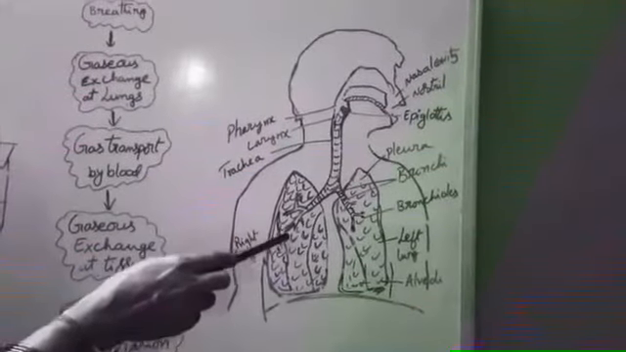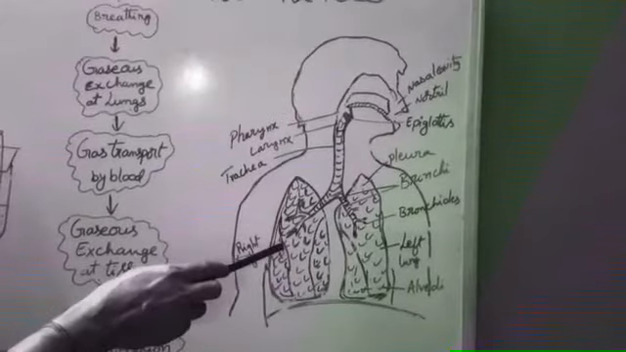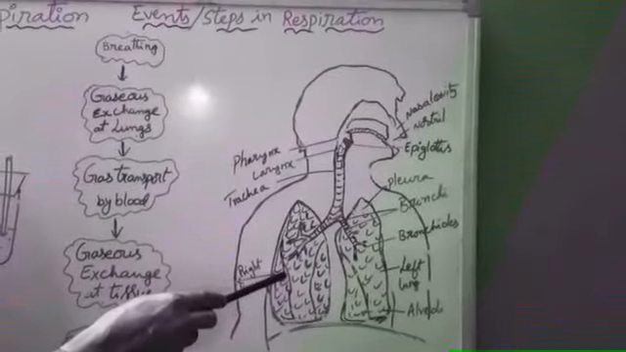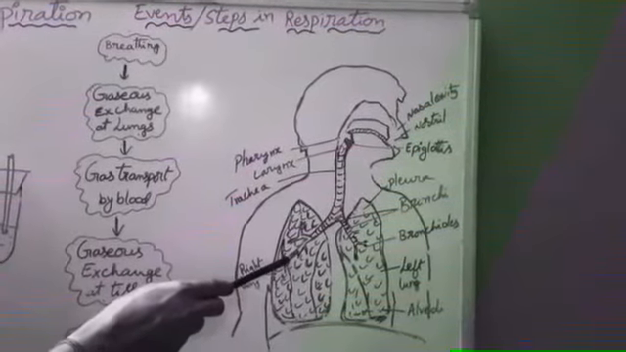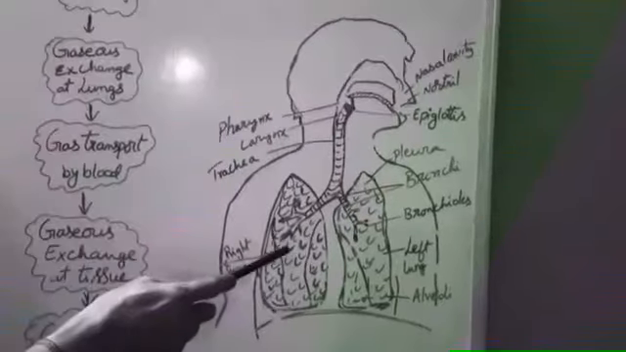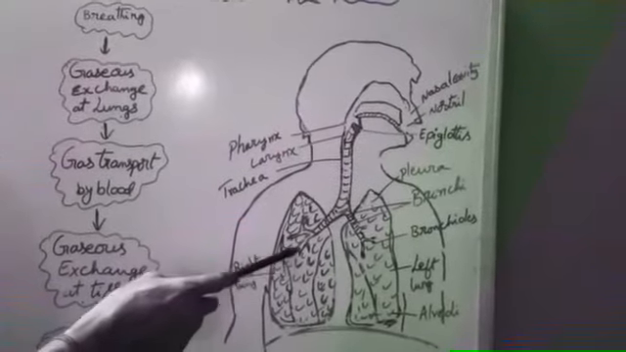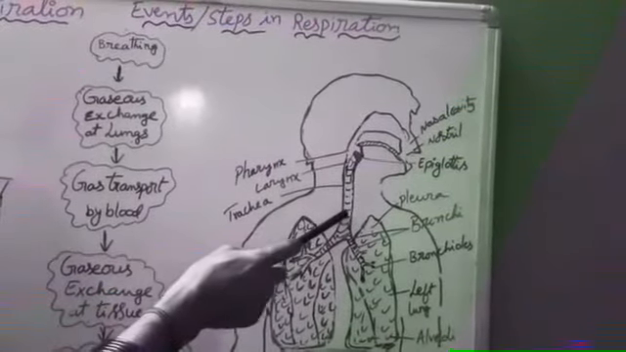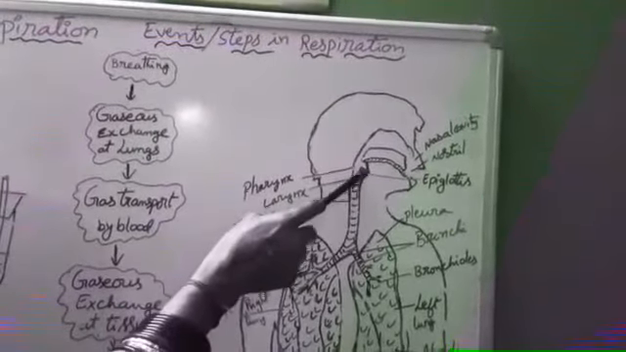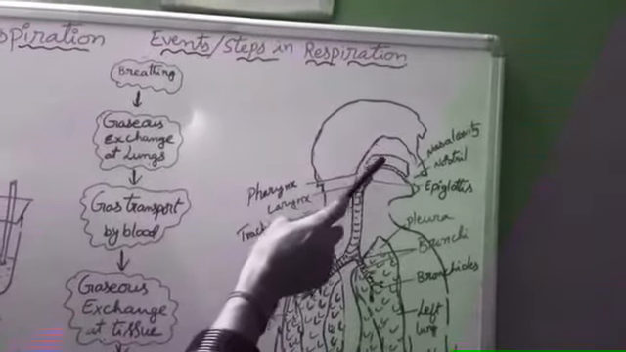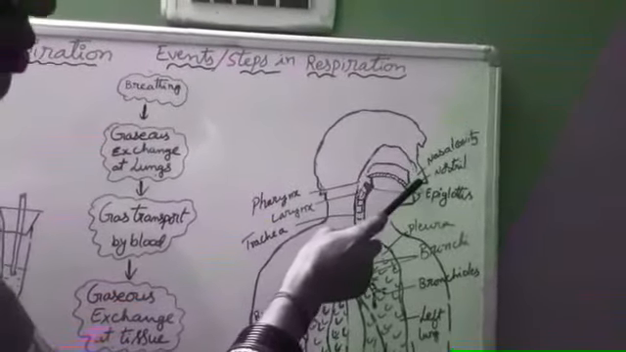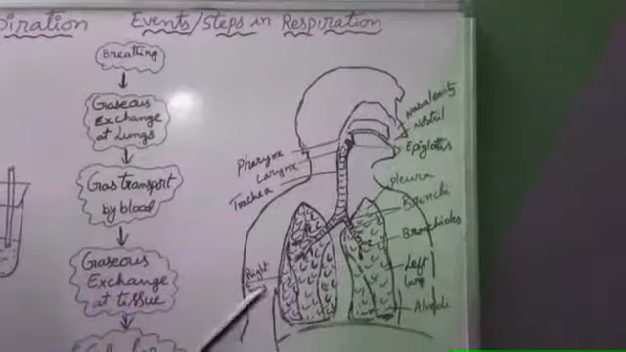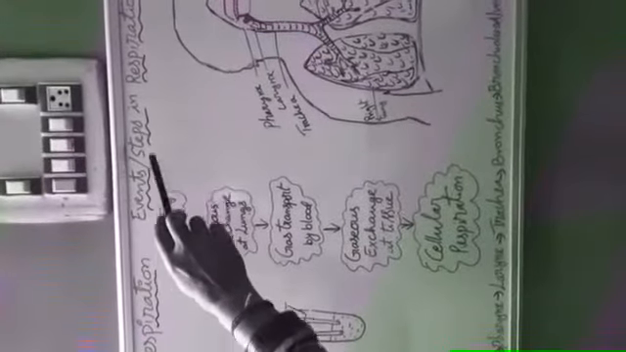Inside the lungs, alveoles open into alveoli. There the process of diffusion takes place. Oxygen diffuses into the blood capillaries of the alveoli and carbon dioxide diffuses into the alveoli. Thereafter it goes into bronchioles, bronchioles to bronchus, bronchus to trachea, trachea to larynx, larynx to pharynx, pharynx to nasal cavities, nasal cavities to nostrils, and the air which is rich in carbon dioxide will be exhaled out. Now let us learn about events or steps in respiration.